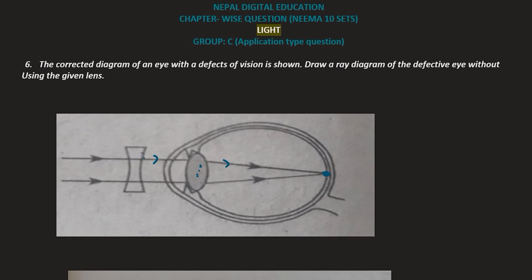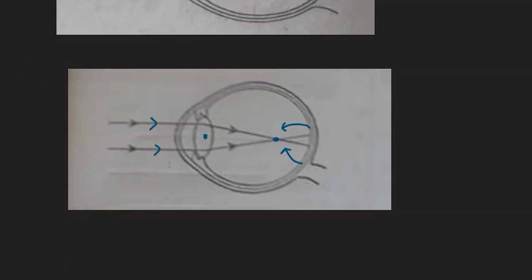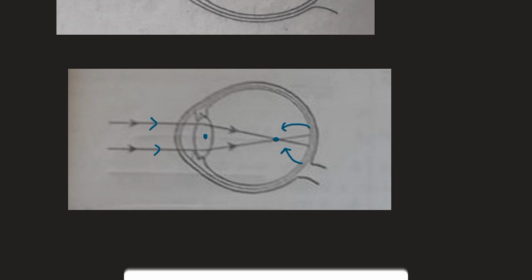But when we remove this lens, so this is the defective eye of myopia. When light directly enters the eye lens, then it converges and forms the image before the retina. So the person can't see distant objects clearly.